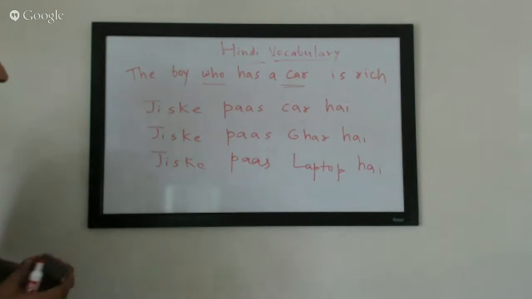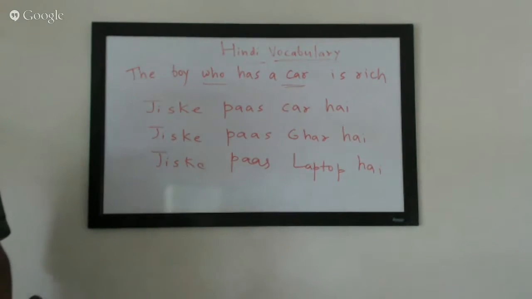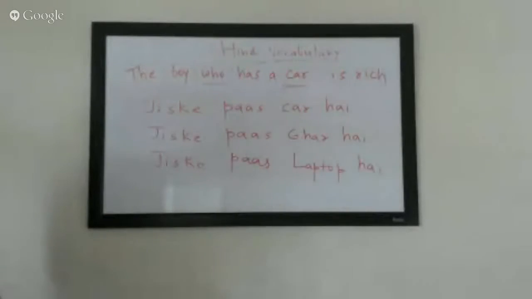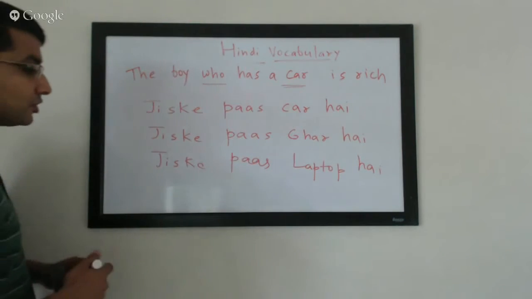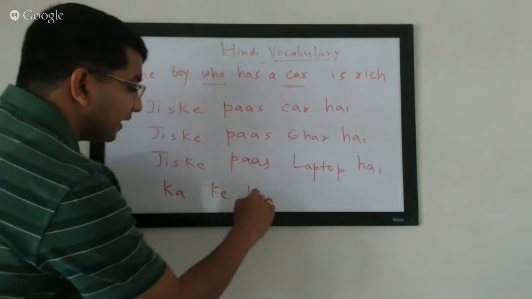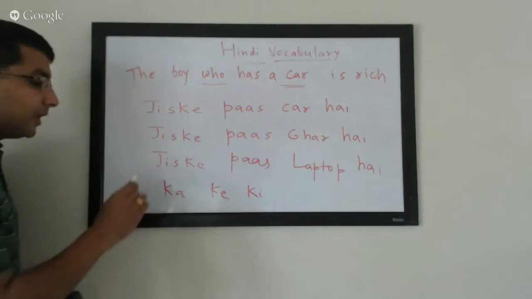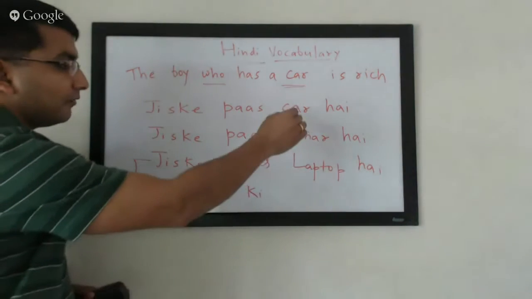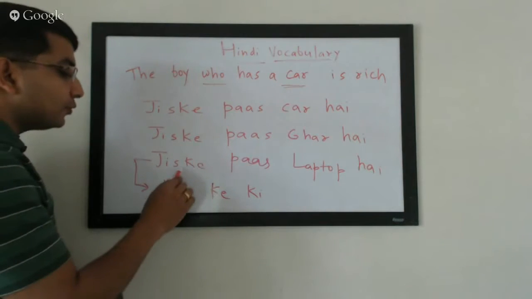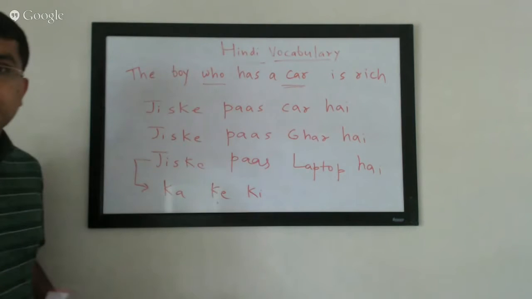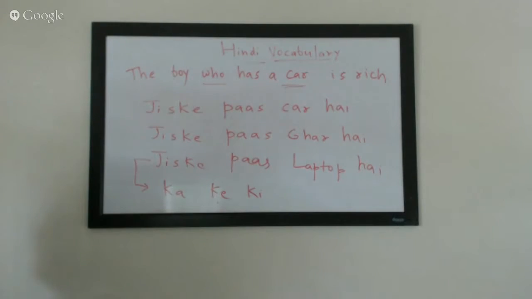You'll be using jiska. Similarly, this is jiske paas. Now, how do you use it in a different context? Remember, we had three postpositions: ka, ke, and ki. Depending upon what you're using after jiska, whether it's masculine or feminine, jiska will change to jiske and jiski. Let's take a quick example of those as well, and then we'll wrap it up.